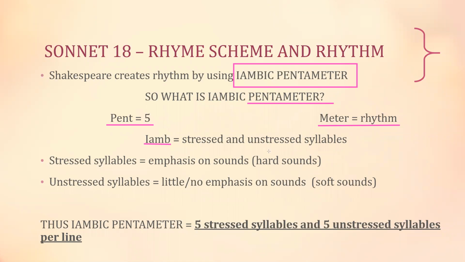A stressed syllable is the hard sound, the sound that we put emphasis on. And our unstressed syllables are the soft sounds, the sounds that we put little emphasis on. And this creates iambic pentameter, which is basically 5 stressed and 5 unstressed syllables per line. So it goes da da da da da da da da da da. That is the basic rhythm of our Shakespearean sonnet. Okay, move on.